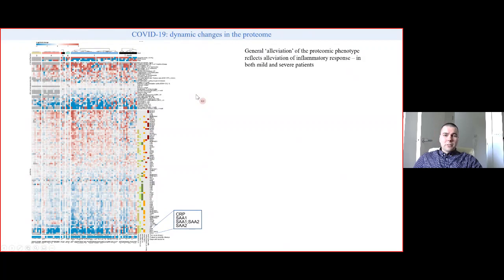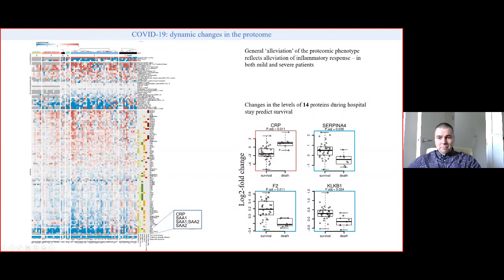Another question is, if we look specifically at critical patients, is there a difference between survivors and non-survivors? Here survivors, here non-survivors. In general, it looks like the trajectories are very similar. But if we do statistical testing, we're able to identify proteins which behave differently. One example is CRP here. It tends to go up in non-survivors and down in survivors. Another example is serpin A4, kallistatin, which is known to be protective in lung tissue against inflammation and apoptosis. So it might be worth monitoring proteins like this to see what's going on with the patient and maybe adjust the therapy based on that.